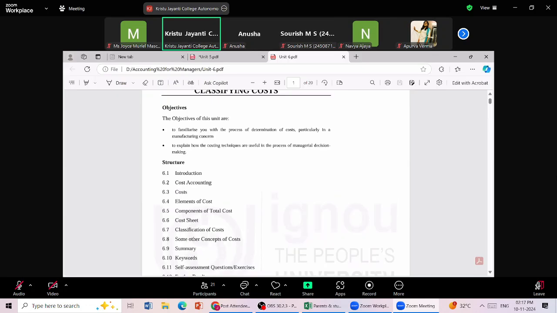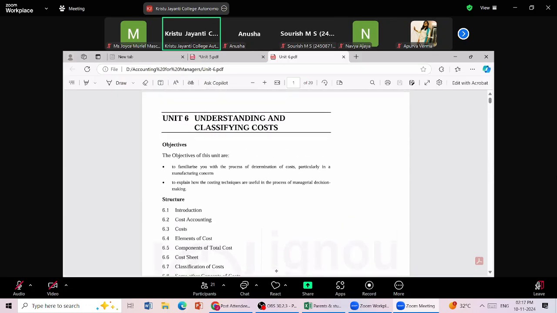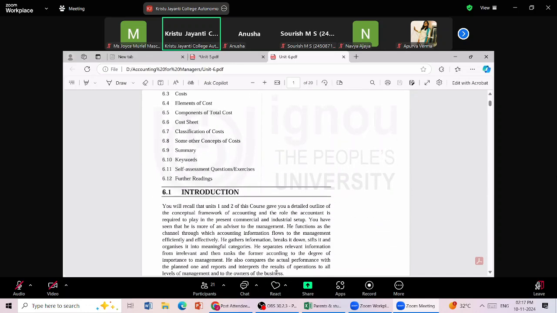Next is cost sheet. Understanding the different categories of cost and cost sheet. So here in the first unit we studied different types of accounting: financial accounting, cost accounting, management accounting. In that, this is also one of the parts, cost sheet. Now here the cost sheet helps us to study the cost of the product.